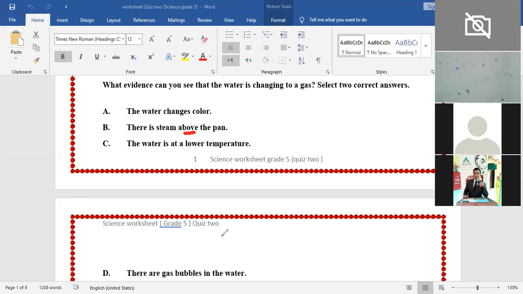What evidence can you see that the water is changing to gas? Okay, you can see steam above the pan and bubbles in the water. So the right answers are B and D. Okay, thanks.